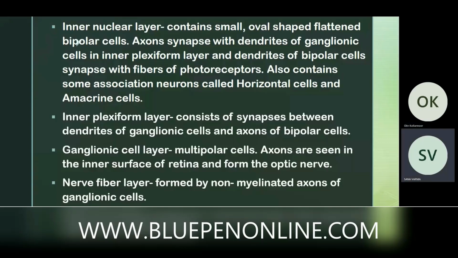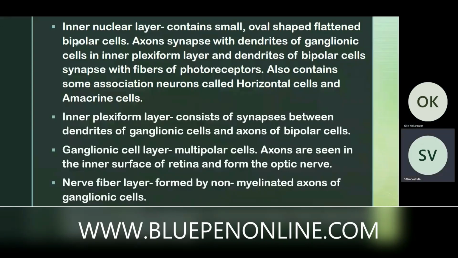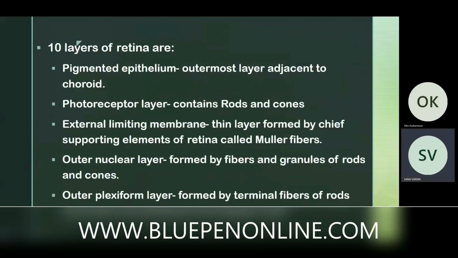You want me to repeat it once again? The inner nuclear layer, inner plexiform layer. Yeah. No. First one, before that. Yeah. The first one is the pigmented epithelium. When we come from the outer side, the pigmented epithelium.